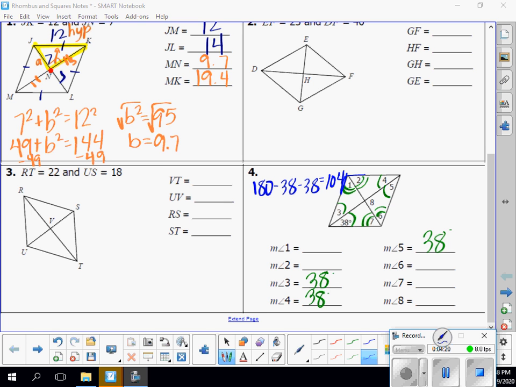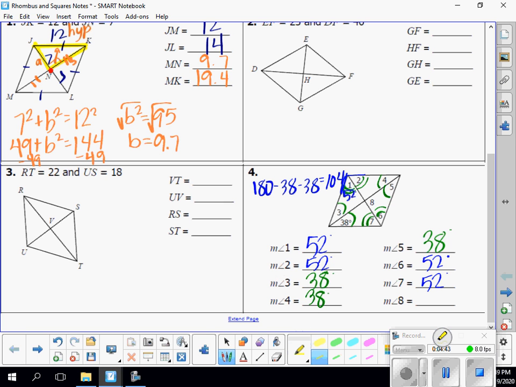So if it's getting bisected, I'm going to want to divide that by 2. And that's going to get me 52 for angle 1. And 52 is going to be equal to angle 2 because they're getting bisected, so they're the same. It'll be equal to 6 because opposite angles are congruent, and 7 as well because opposite angles are congruent.